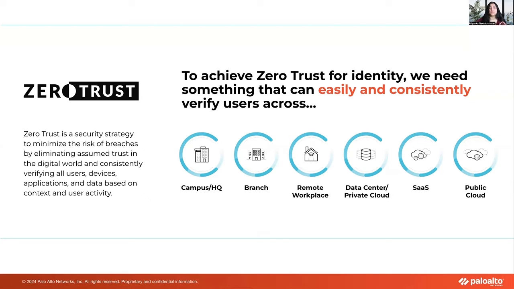User identity is one of the most important pillars in implementing a zero trust strategy. Hence, it's important that you're able to not only consume identity information from multiple sources with ease, but also to maintain that identity and keep the identity information always in sync and offer that to all of your enforcement points. Basically, you have to have the same identity information available across campus, branch, remote workplace, data centers, private cloud, SaaS, public cloud, whatnot. So you can implement your zero trust strategy effectively.